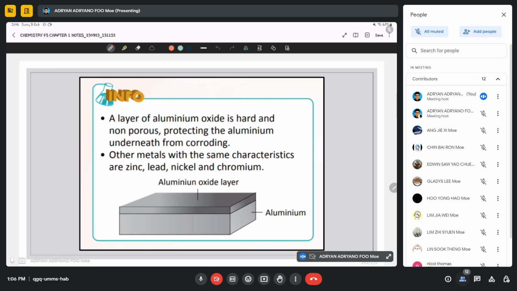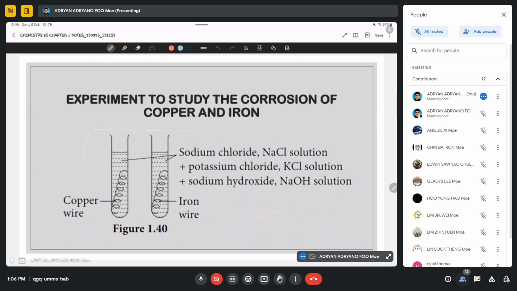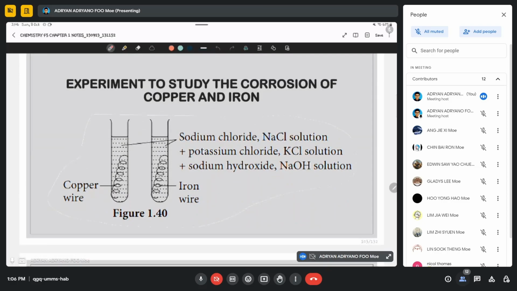Whereas for iron, they will undergo redox, but they will form rust, which is not good for the iron itself. It will destroy the chemical properties. But for aluminum oxide, it is good because it covers the metal layer, protecting it from continuous corrosion. 所以它有它的好，有它的坏. This is redox.